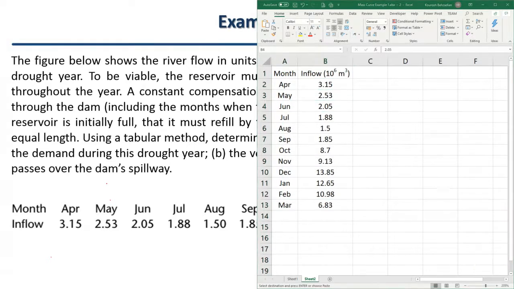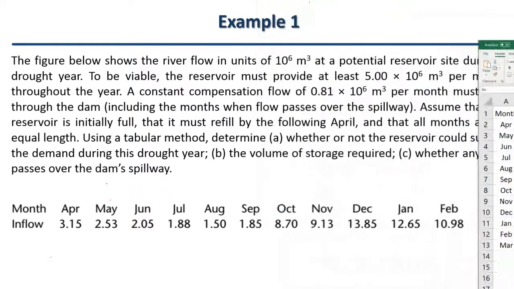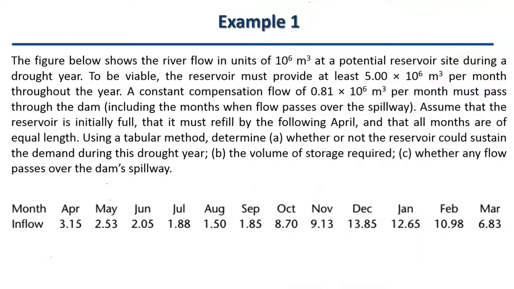Okay. So first of all, we need the first section. Let's see what the first section is: whether or not the reservoir could sustain the demand during this drought year. This year is a drought year, so it's not like the floods. So just pay attention. If the point here is to calculate the demand, or you want to see if the yield is sustained or not, you need to look at the driest year.